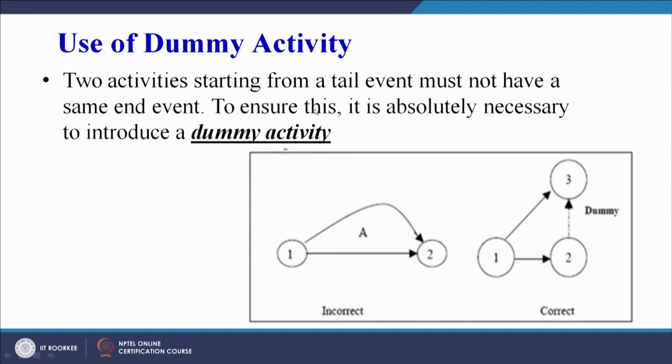Two activities starting from the tail event must not have the same end event. To ensure this, it is absolutely necessary to introduce a dummy activity. Here we have activity A and another activity B, which is incorrect. The correct way is that we must use a dummy activity here. And from the successor-predecessor relation point of view, as I have tried to explain, in order to satisfy the exact logic of the network, we must use the dummy activity.